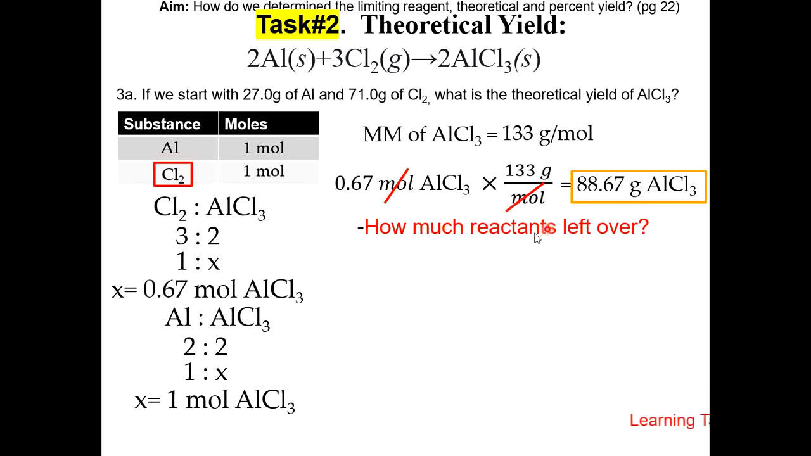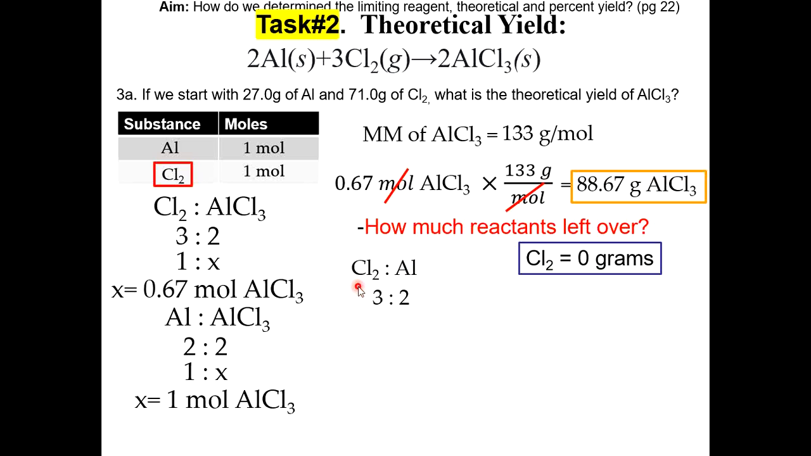So how much reactants are left over? Since Cl2 is the limiting reagent in the reaction, it is used up during the reaction, so we have 0 grams of Cl2 left over. For Al, we must determine how much was used during the reaction. We're going to do a mole ratio between Cl2 and Al to figure out how much was used during the experiment. The mole ratio between Cl2 and Al is 3 to 2 from the chemical equation.